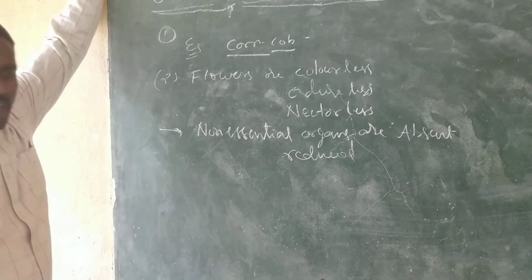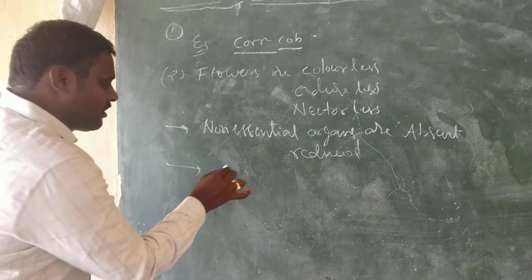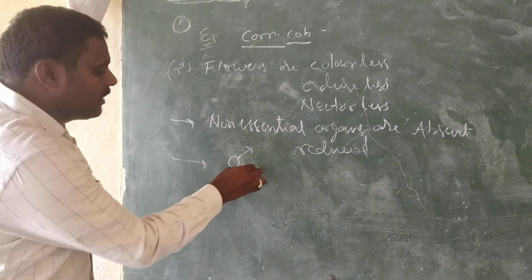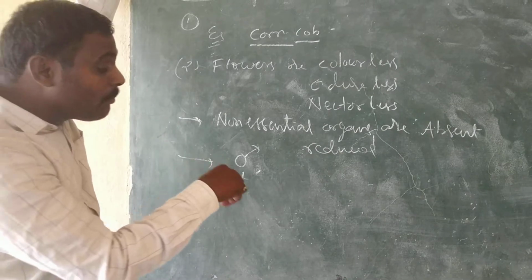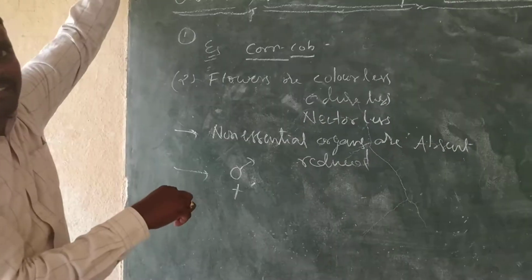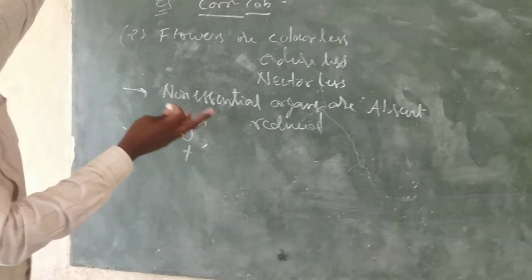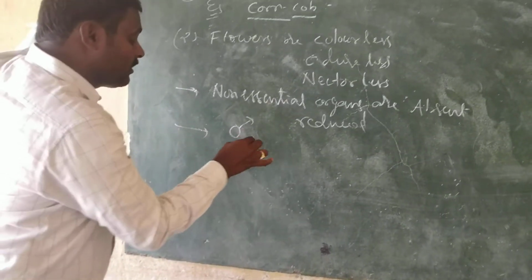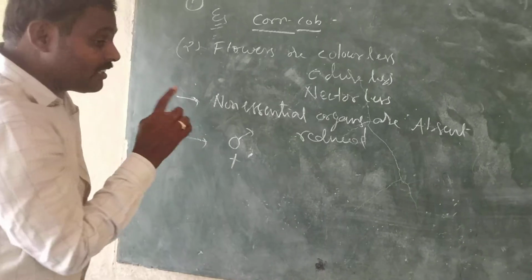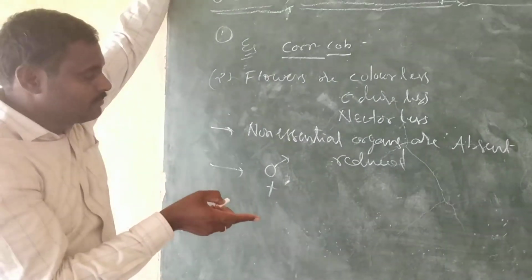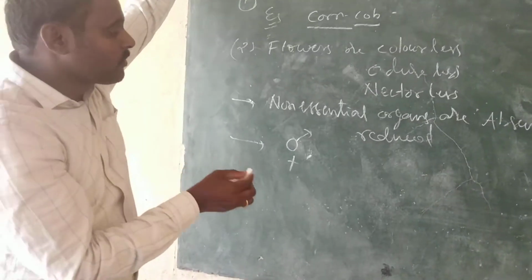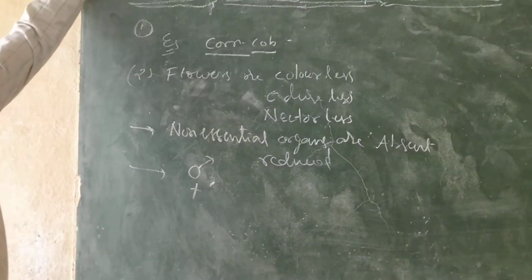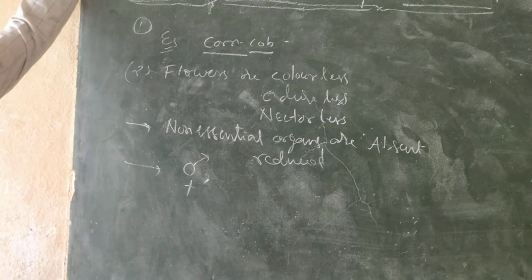If the flower is bisexual, for example, this is the symbol for a bisexual flower, it contains a larger number of stamens. Or if the flower is unisexual, it contains a larger number of male flowers.